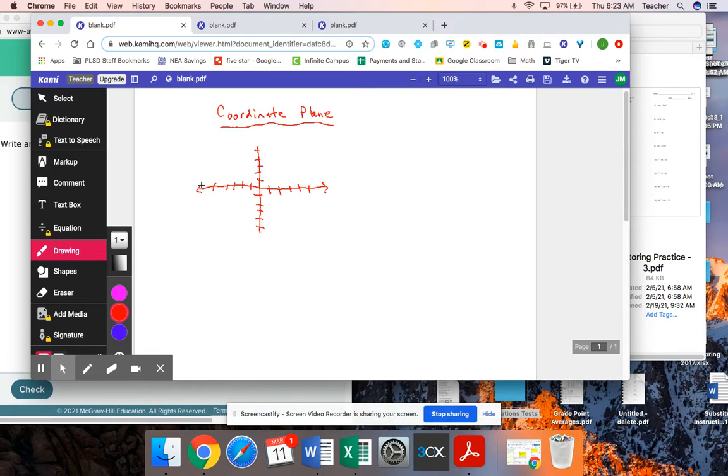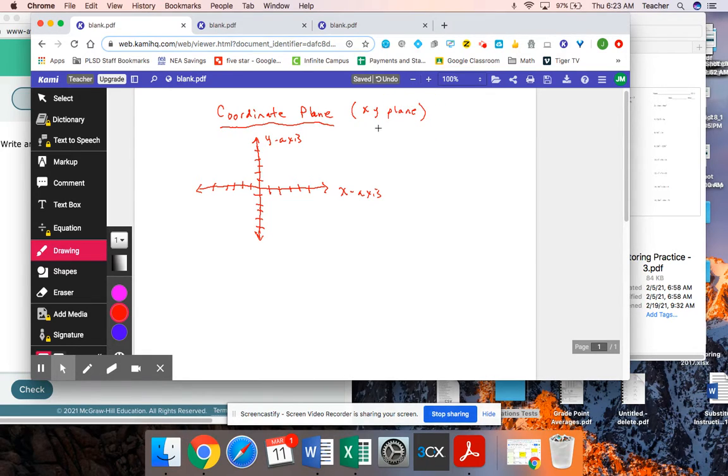When you go left to right, like this, we call this thing the x-axis. All right. The left and right line is called the x-axis. When you go up and down, that thing is called the y-axis. Because of that, sometimes you hear the coordinate plane referred to as the XY plane.